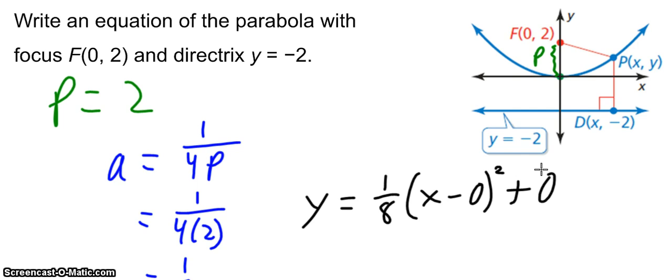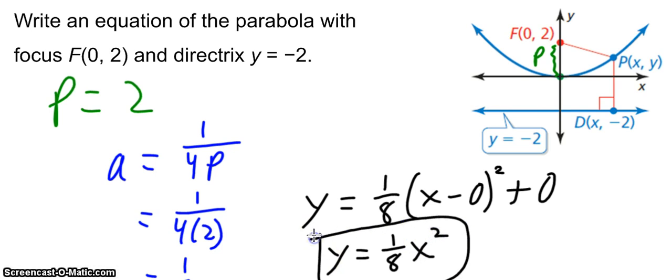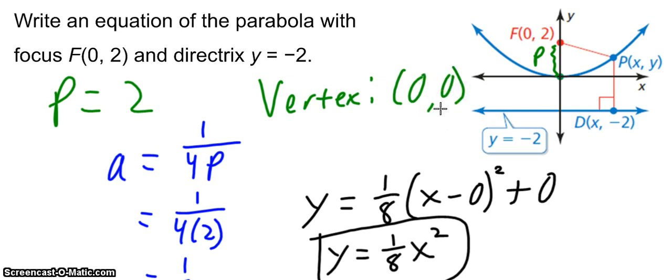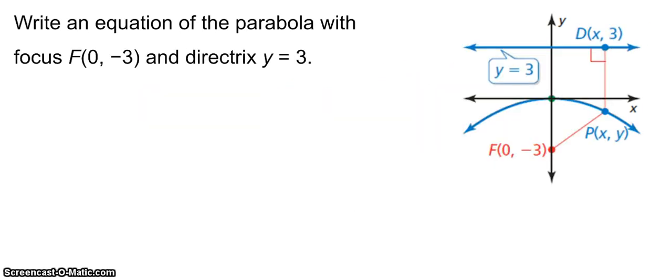So I know the equation of my parabola is y equals 1/8 (x minus 0) squared plus 0. You don't have to write all of that. We could just say y equals 1/8 x squared. I miswrote that, sorry. And again, if you're confused, I talked about it but I didn't write it: my vertex here is (0, 0). There we go. Let's try another one.